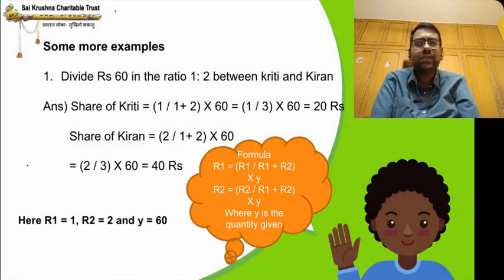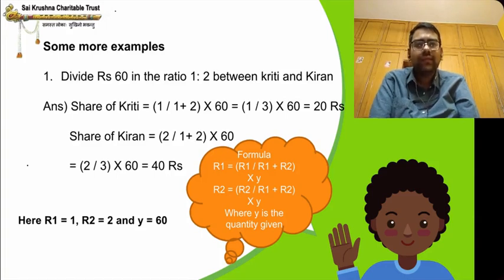Divide rupees 60 in the ratio 1:2 between Kriti and Kiran. What do you have to do here? What is the formula? Suppose you want to find R1 and R2, meaning ratio 1 and ratio 2. R1 is equal to R1 by R1 plus R2 into Y. R2 is equal to R2 by R1 plus R2 into Y, where Y is the quantity given.